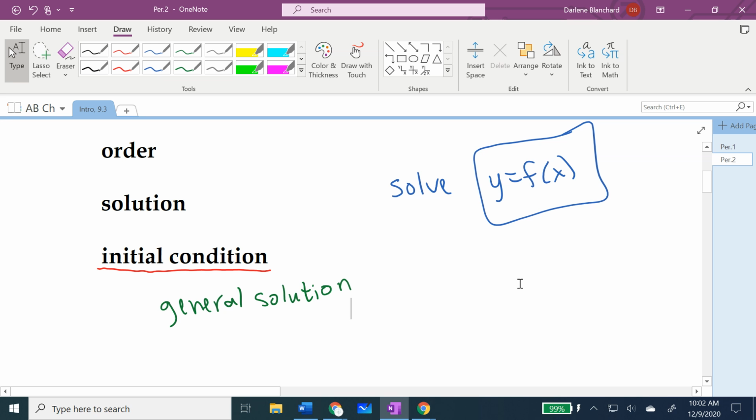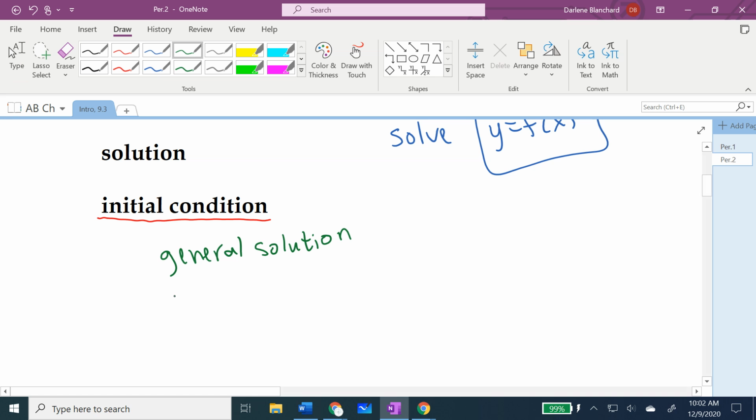So anyway, when we find a solution given an initial condition, we find a particular solution.